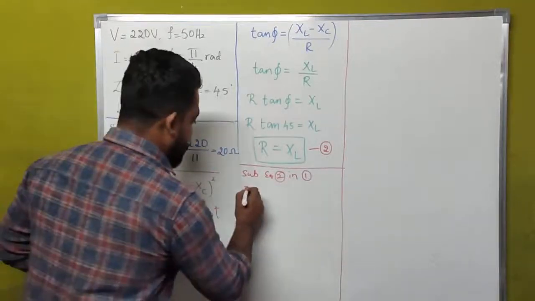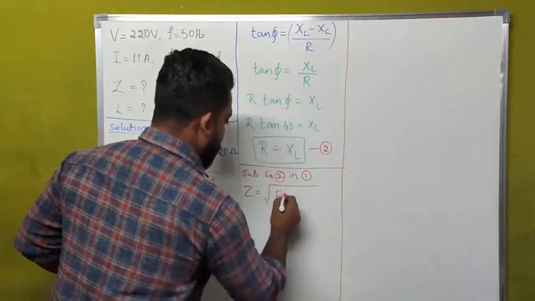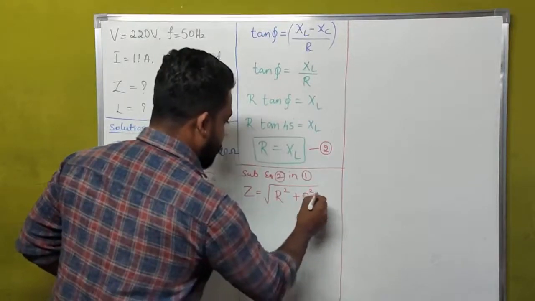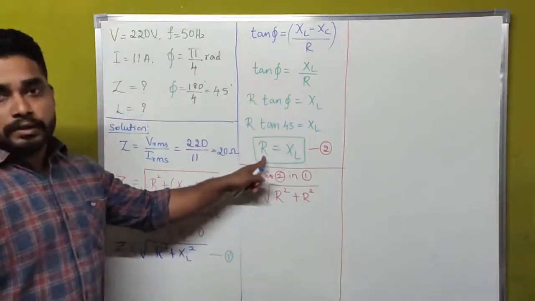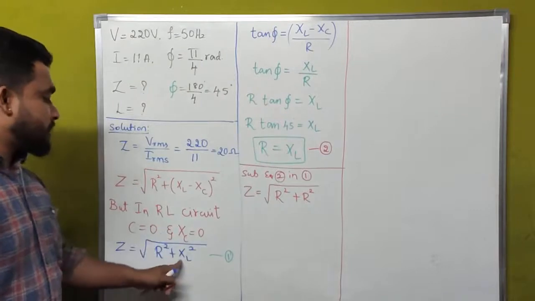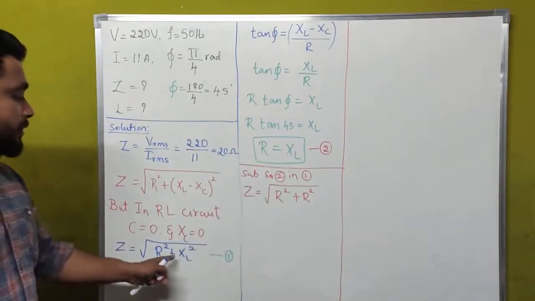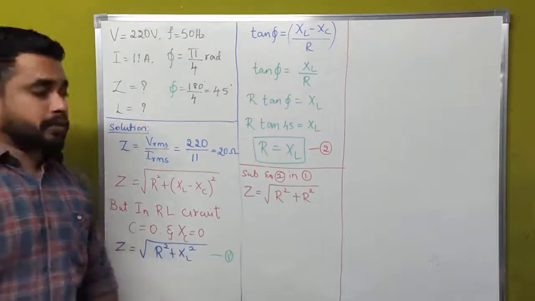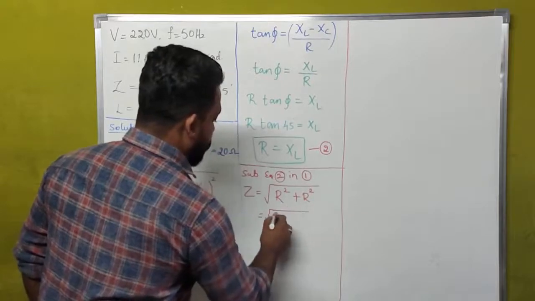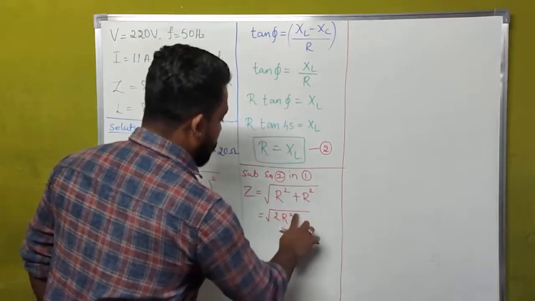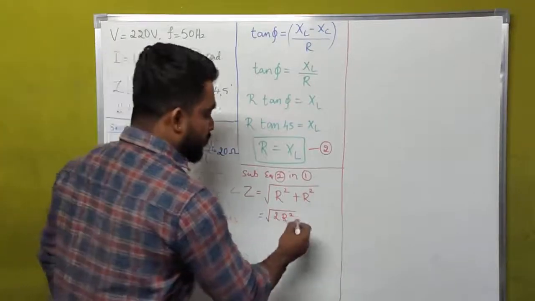That is Z is equal to square root of R square plus R square. Why? Because we know the value of XL is equal to R. I am considering this XL as R. That is why I have written Z is equal to R square plus R square, that lies within the square root. Now we have to take out the square root of these two things. R square plus R square is equal to 2R square.